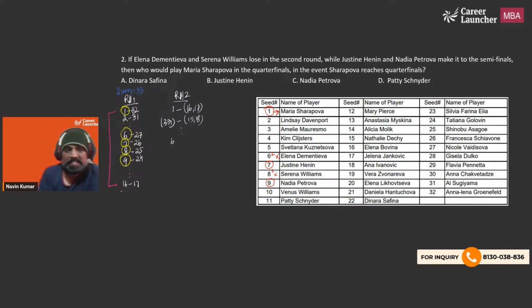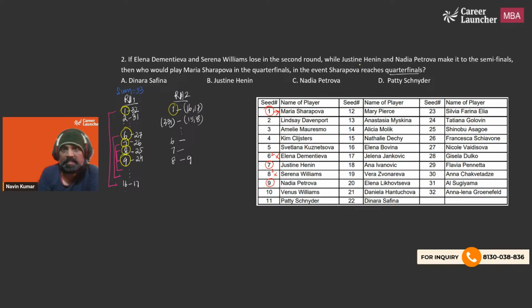So 1 plus 16 is 17. So we can see that 8 plus 9, so 8 is going to play against 9, 6 is going to play against somebody, 7 is going to play against somebody. If we write down all the numbers, here 6 is going to play against someone, 7 is going to play against someone, 8 is going to play against 9 specifically. Now, after this, we do know that Sharapova reaches quarterfinals. That's round number 3. So she definitely wins.